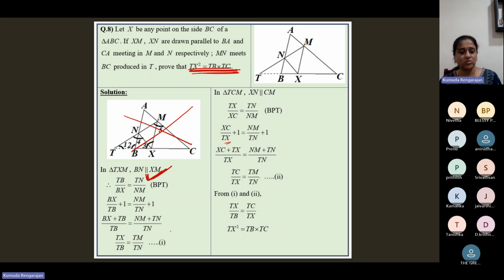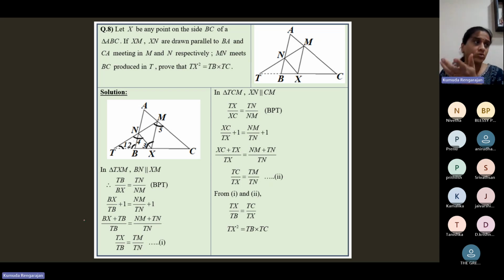Now when you compare these two results, TM, TM, TM, TN, you have this equal to this. And when you cross multiply, you get the required result. But if you think, how do you know you should add one? You can also do it like this. Is this fine? So what are the things you have understood from here?